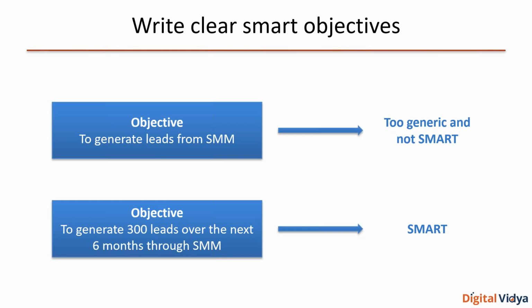Is everyone clear with this? When you're crafting a strategy, how do you ensure objectives are measurable and time bound?